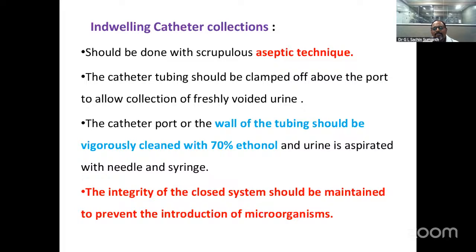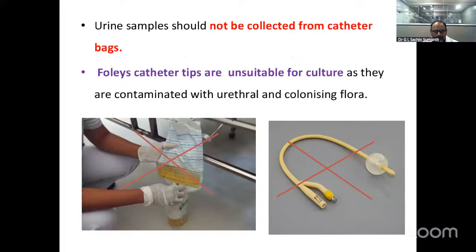The main part is that the integrity of the closed system should be maintained to prevent the introduction of microorganisms, which are highly notorious for causing catheter-associated urinary tract infections. To prevent these hospital-acquired infections, we need to maintain that closed system properly. We should never open that closed system and allow the entry of hospital-acquired infections into the patient. So that's very important, an important tip on how we can collect the sample.